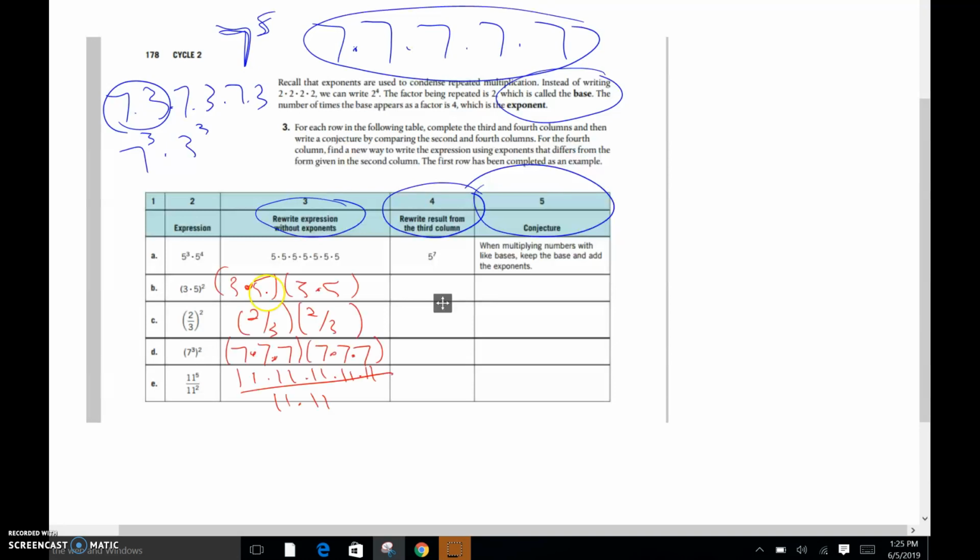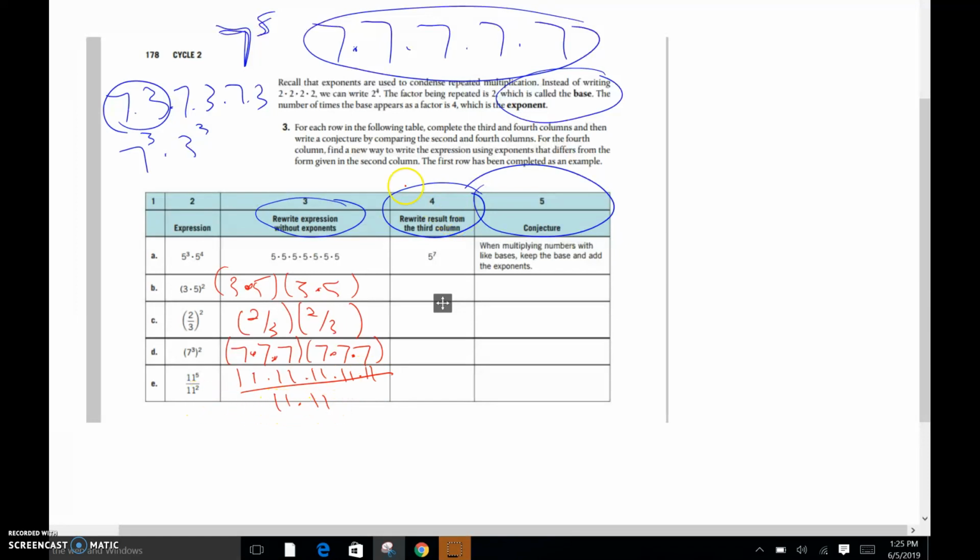Okay, so all I did is I wrote what these things mean. So 3 times 5 squared means that you have 2 sets of 3 times 5. 2/3 squared means you have 2 sets of 2/3. 7 to the 3rd squared means you have 7 times 7 times 7, but twice. And then 11 to the 5th would be 11 times 11, 5 times, over 11 squared, 11 times 11.